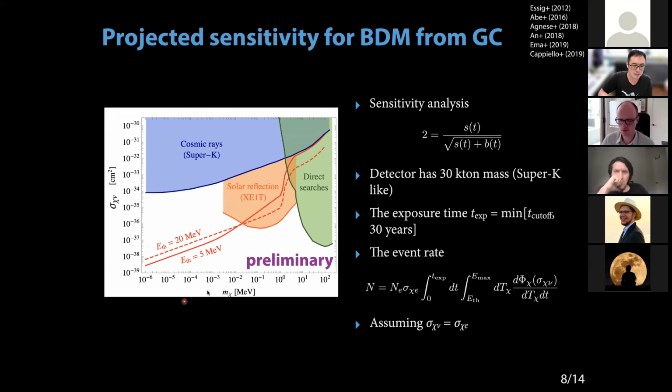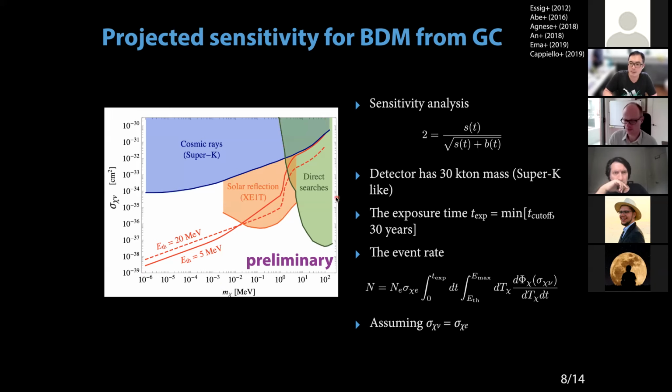So you can see that the BDM sensitivity is actually much better than the current existing bound, many orders of magnitude better. Particularly, if dark matter is lighter than a few MeV, then the BDM sensitivity outperforms the current direct search bound. And of course, the sensitivity can extend down to electron volt dark matter mass. So we use this plot to demonstrate that the BDM scenario is very good for probing light dark matter.